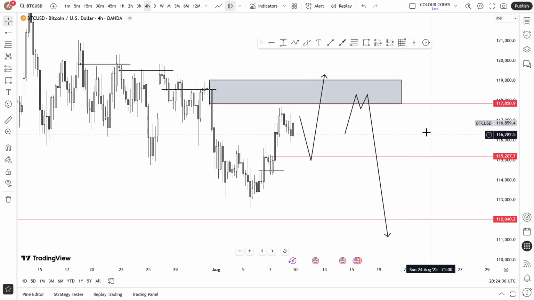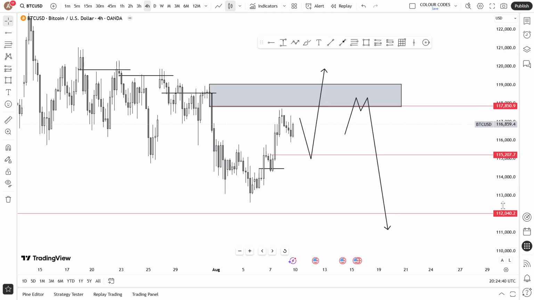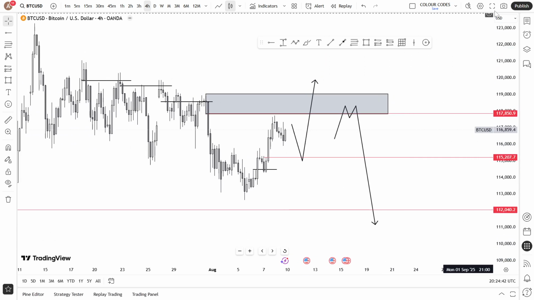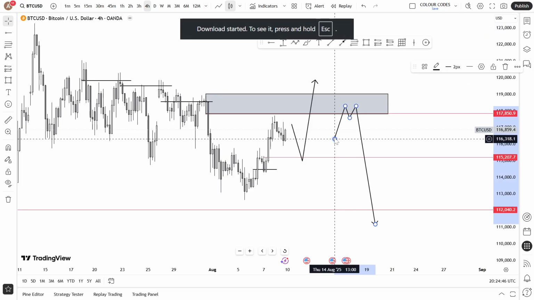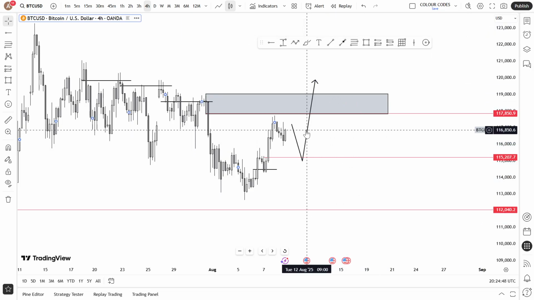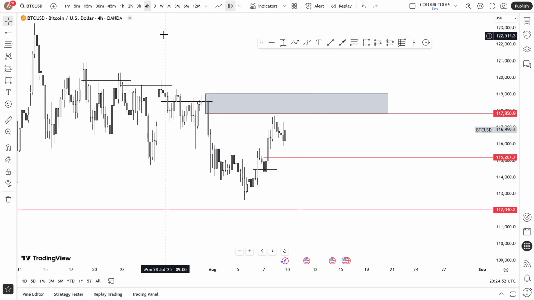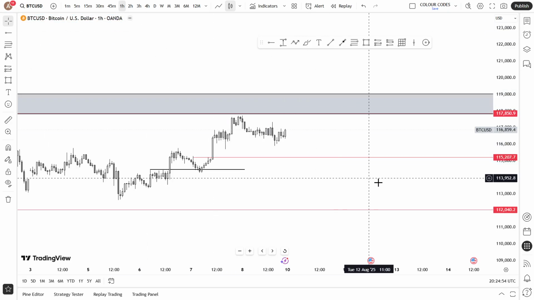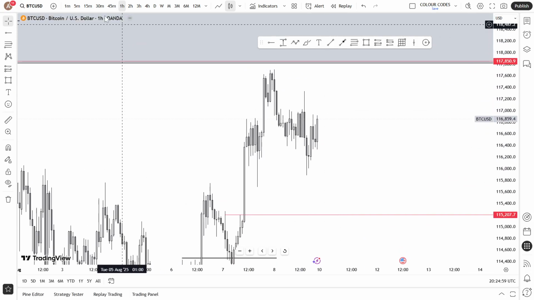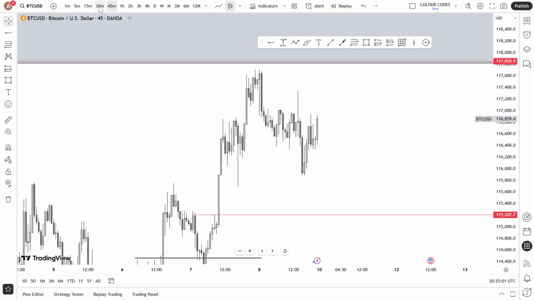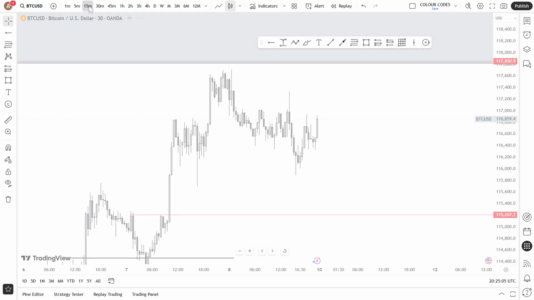So yes, this is the zone we are looking at. So any of these can happen. Let's go to 1H and see something. 45 minutes, 30 minutes, 15 minutes.